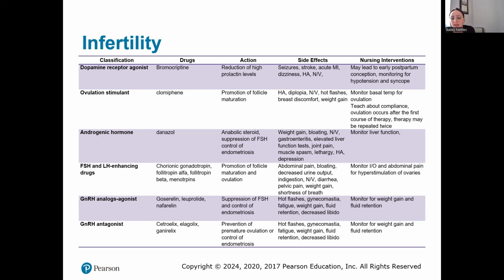And then there's the antagonist, so that prevents premature ovulation. So the most important thing is that these are altering your ovulation cycles somehow. So they can have a lot of adverse effects with that. It may lead to early postpartum conception. You just have to monitor for the side effects. There's different types. You have to figure out why they're having the infertility to be able to treat it, okay?